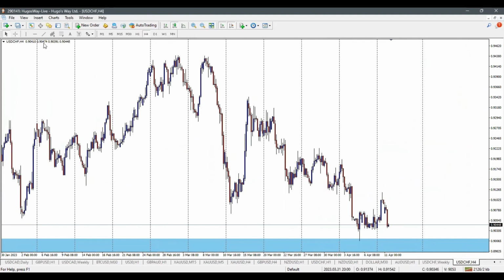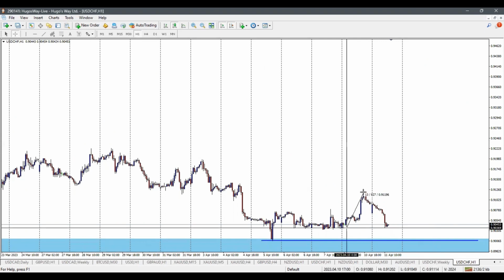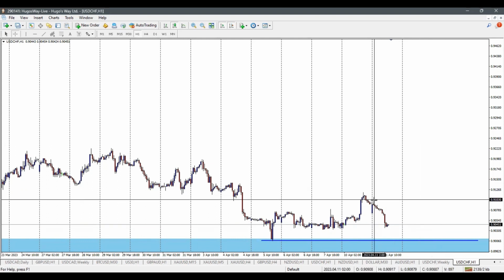So back to USD CHF. On the H4, this is the weekly low that we've had. And to put understanding to why I didn't trade yesterday, this is yesterday's price action here. And then here's today's price action right here.